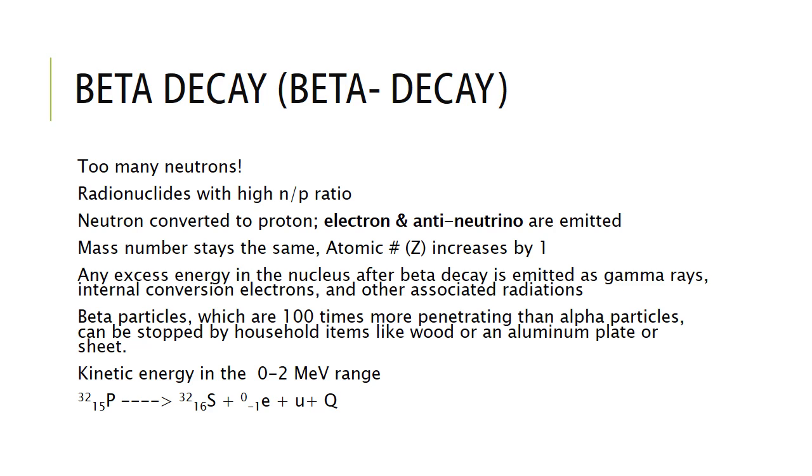Any excess energy in the nucleus after beta decay is emitted as gamma rays, internal conversion electrons, and other associated radiation. Now, the beta particle ejected from the nucleus is identical in every respect to that of an ordinary electron with the exception of its origin. The nucleus after the beta decay has one additional proton, but one less neutron than the parent.